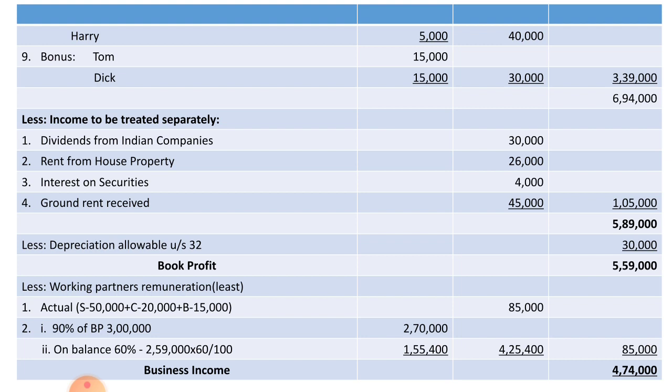Okay, here first income to be treated separately. Write the four items, that is dividend, rent, and interest on securities and ground rent received.